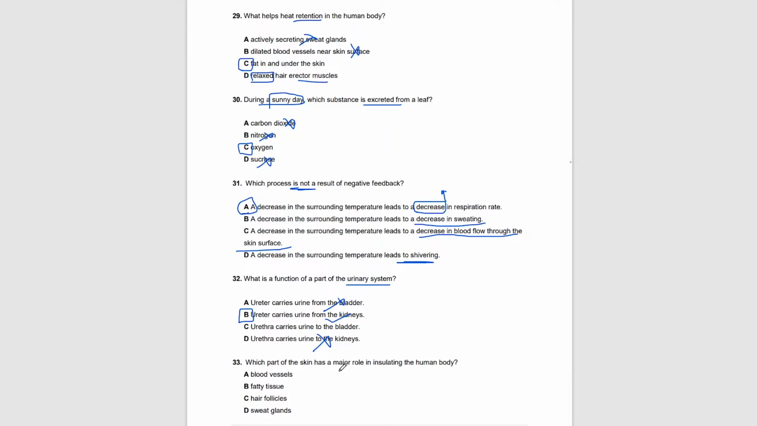Question 33. Which part of the skin has a major role in insulating the human body? Blood vessels do not insulate.